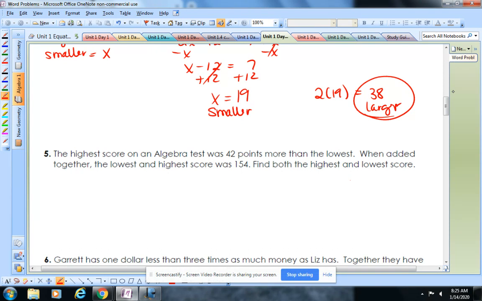The highest score on the algebra test was 42 points more than the lowest test. So what are we comparing here? A highest score and a lowest. Thank you. Those are my two numbers. A highest and a lowest score on an algebra test.